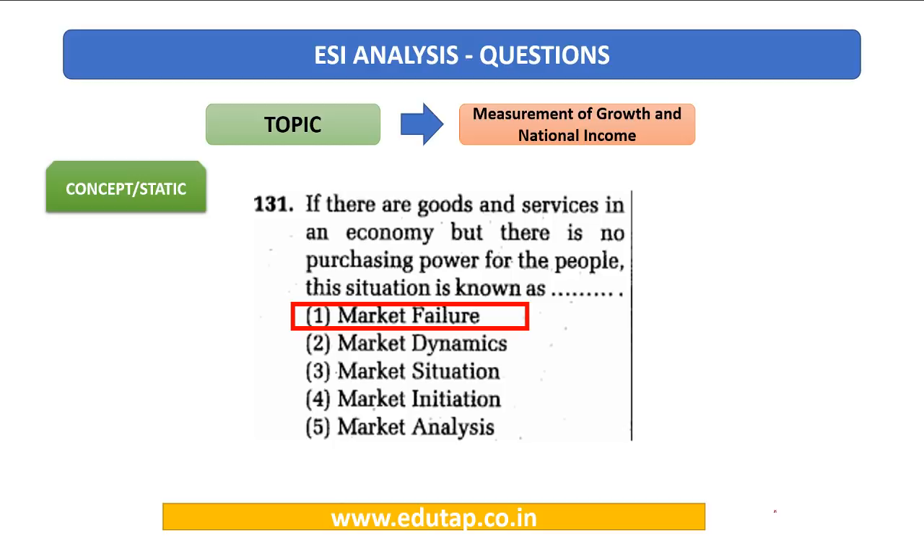So something is slowing down. So definitely it would not be dynamic. It would not be initiation, or we are not analyzing anything. So friends, sometimes even try to use these kind of things to answer the questions which you can actually solve by a mere guess. Okay, it is not always possible for you to know all the questions under the sun, right? So sometimes you need to use certain logics as well. Now this particular question, we are linking it to measurement of growth and national income.